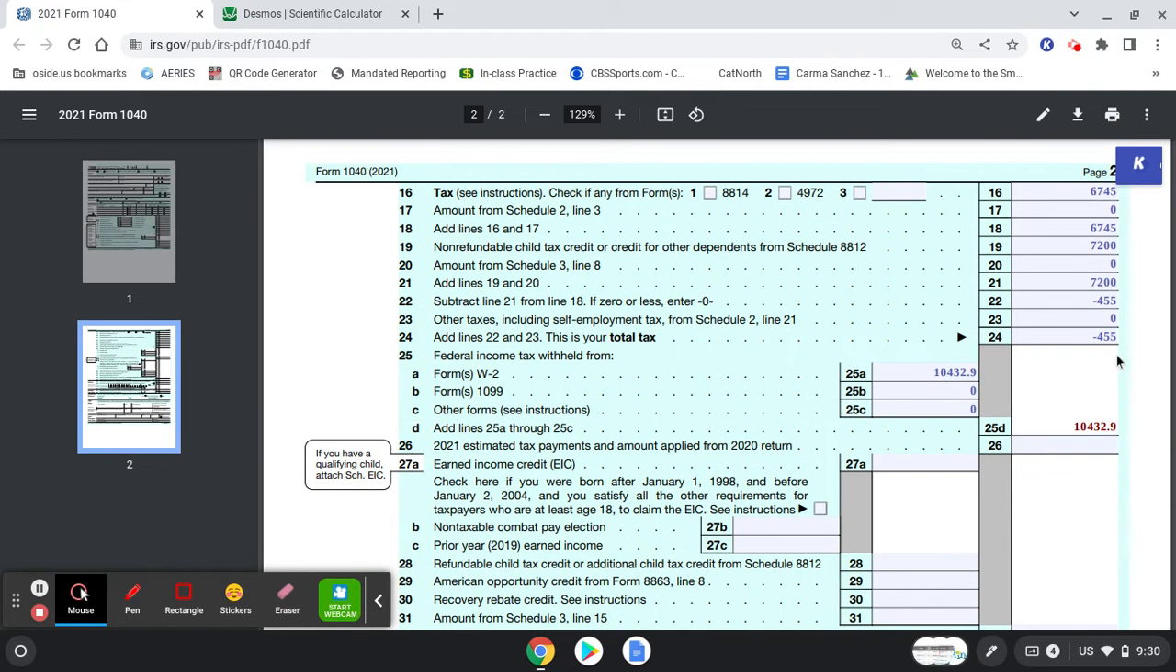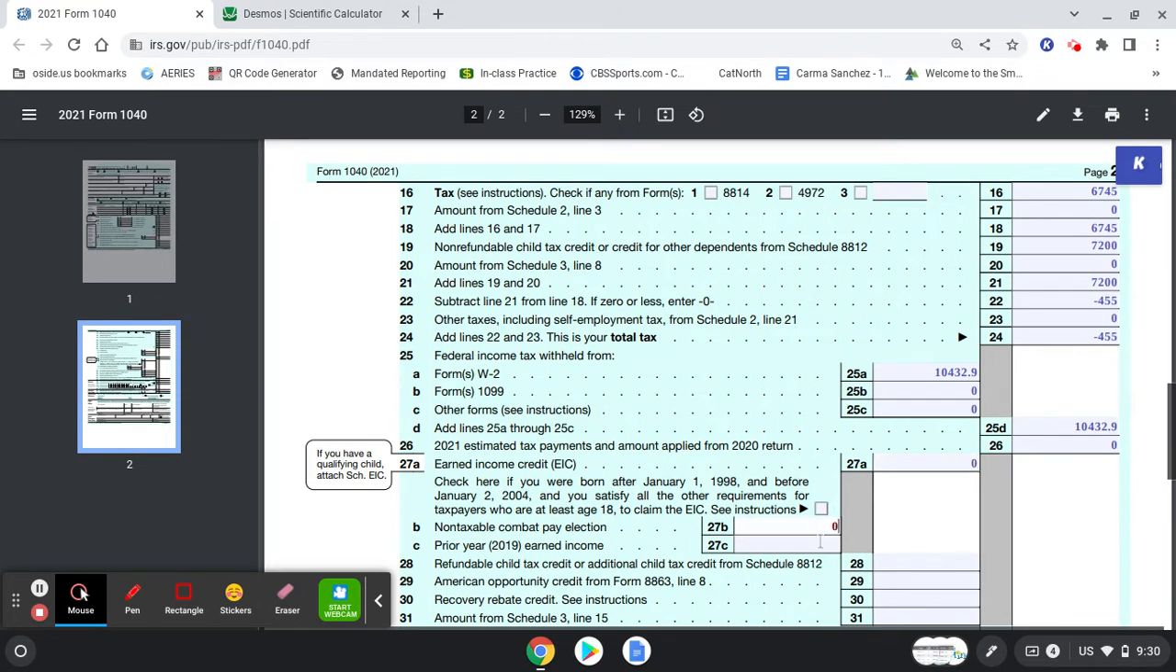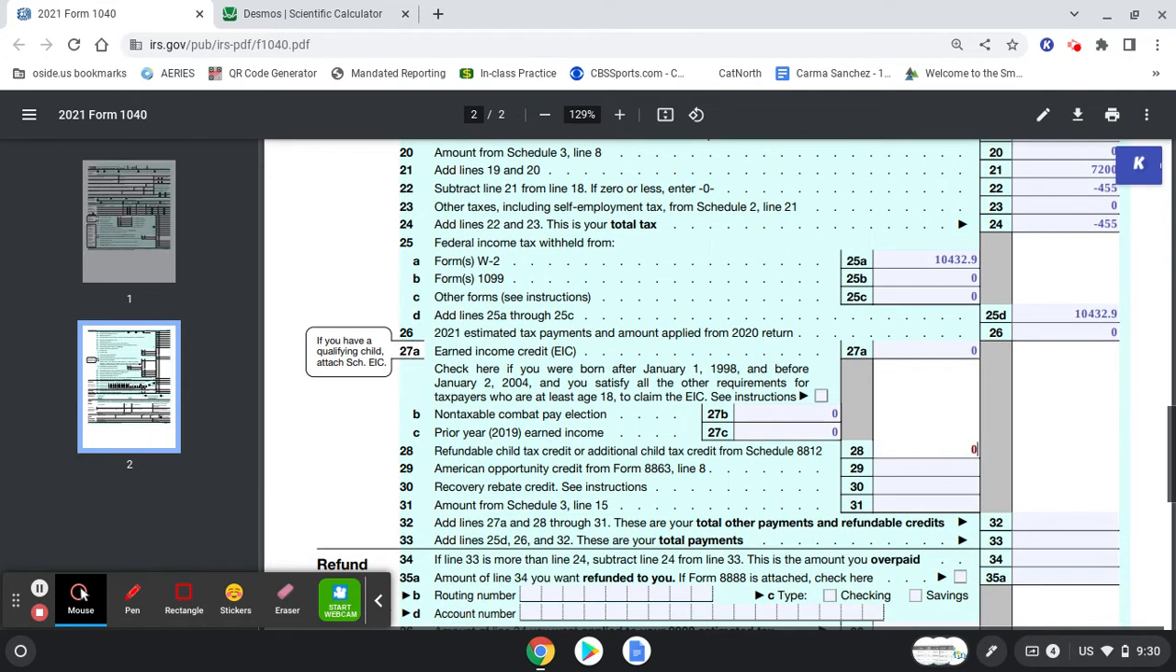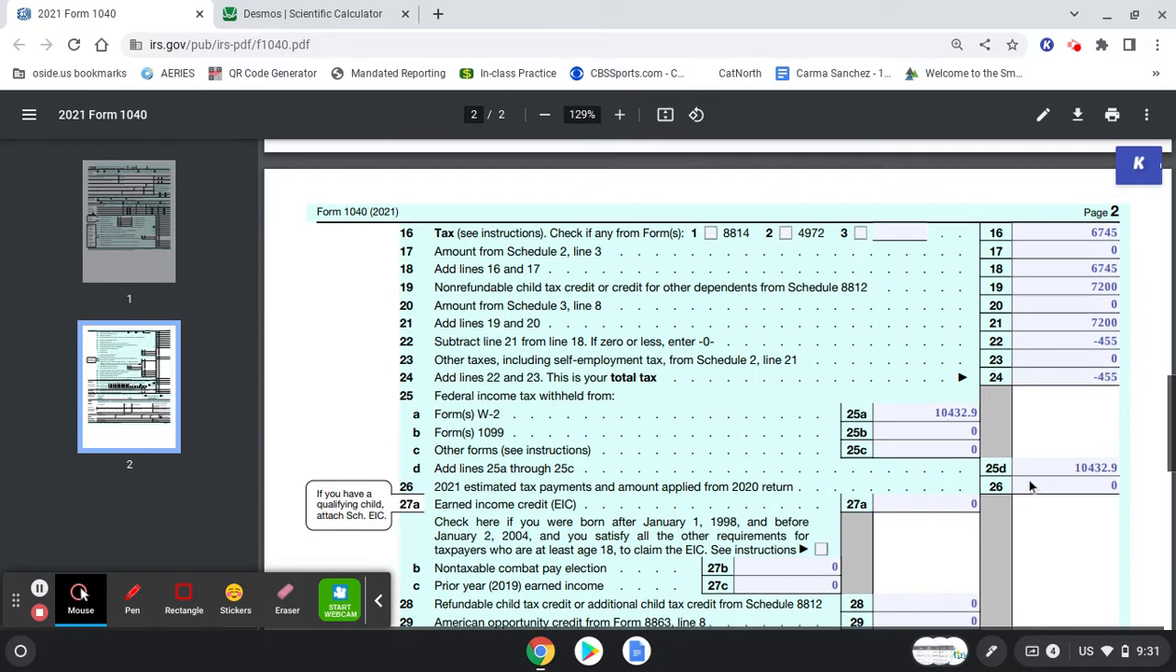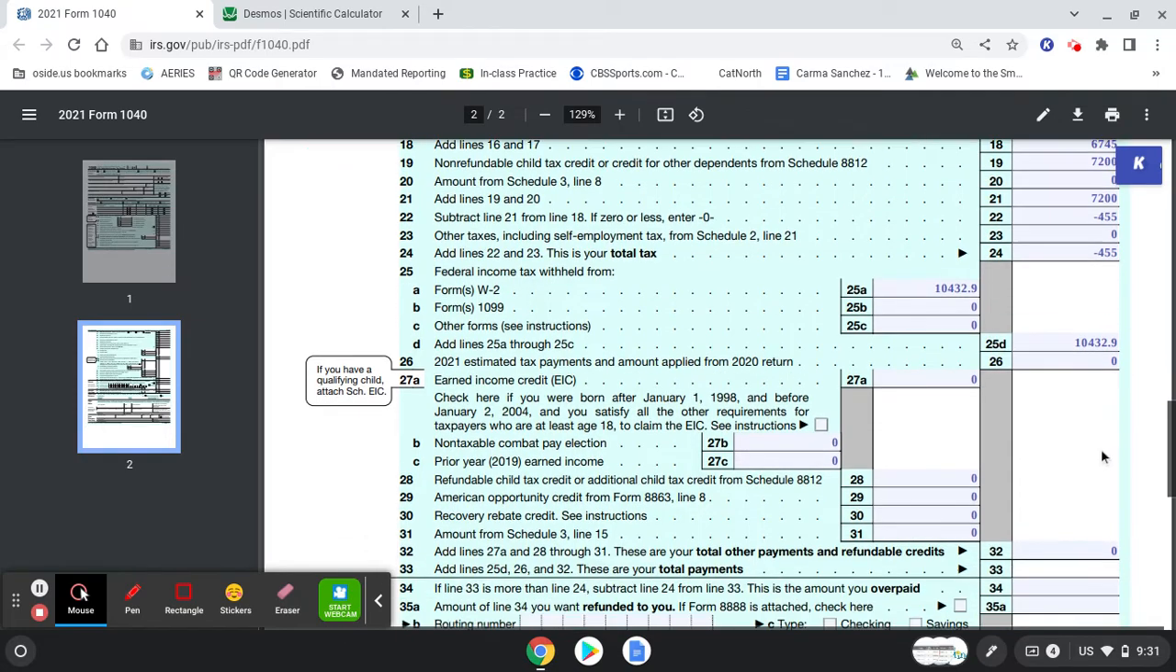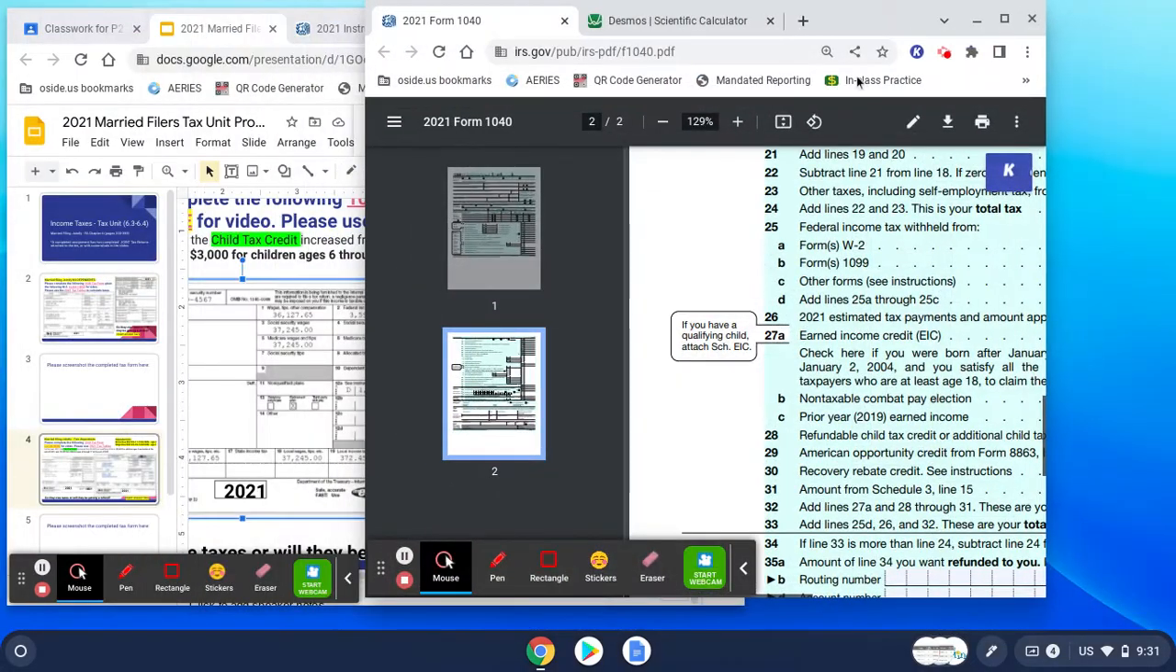Okay, so check this out. We should be getting a credit of $455 already, and then the government already took $10,432 from us. So the estimated tax payment, we got none on this next line. No earned income credit, none of these. Add lines 27A through 31. And now here's our total payments. So already we should be getting a $455 credit and $10,432. So let's go add $455 to that.